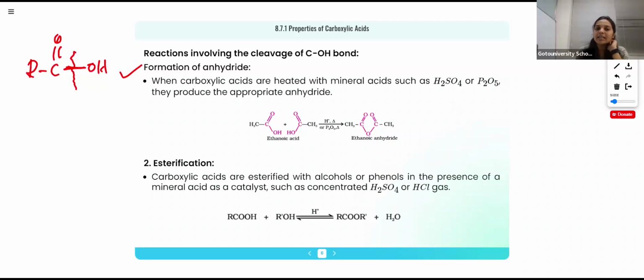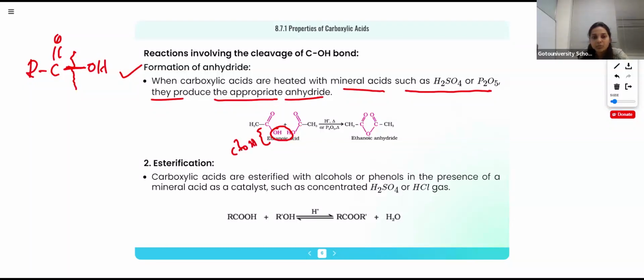When carboxylic acids are heated with mineral acids such as sulfuric acid or phosphorus pentoxide, they produce the appropriate anhydride. What is an anhydride? Here I am taking two same acids. You can do this reaction with different acids also, no problem. Cleavage of the OH bond means the C-OH bond. Here one water molecule will be eliminated, and the C-OH bond is breaking.